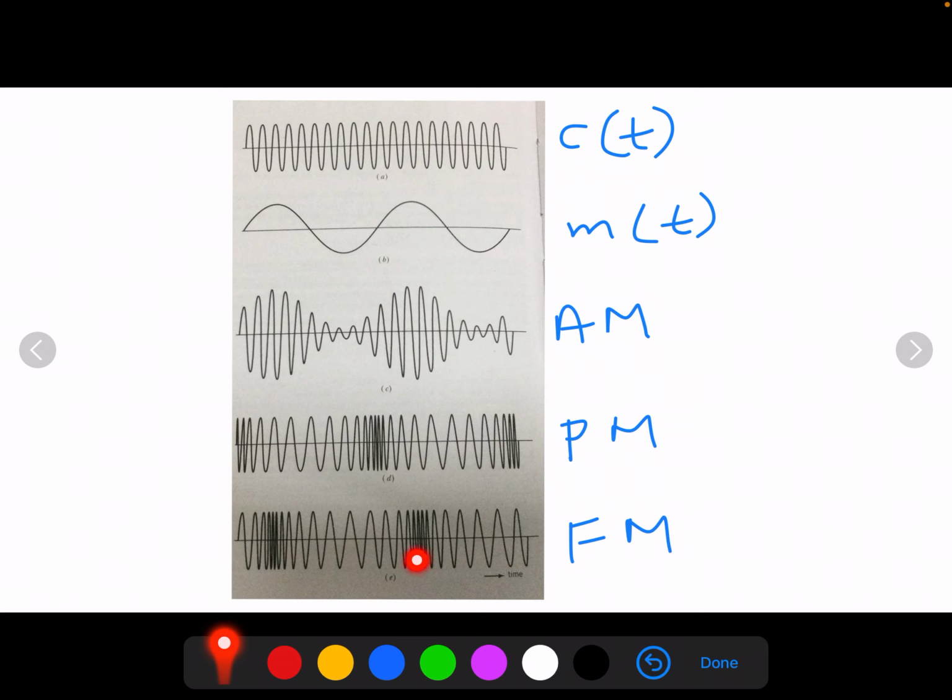Whenever there is a positive peak, there will be an accumulation, or you can say dense frequency, at this point. Whenever there is a negative half cycle, there will be a sparse frequency, meaning very little frequency at that point, right? And this is the waveform of PM.